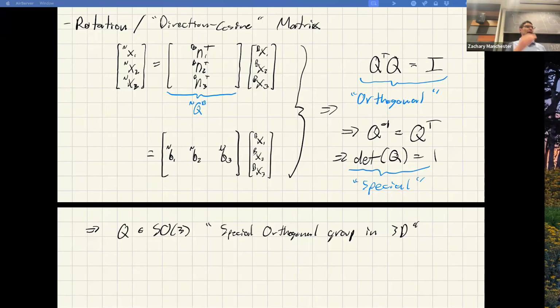Cool. Okay. Any questions about that? So we're getting into some group theory now, but all of group theory is really just matrix math. Groups are just classes of matrices with special properties. So not too scary. All right, everyone good on that stuff?